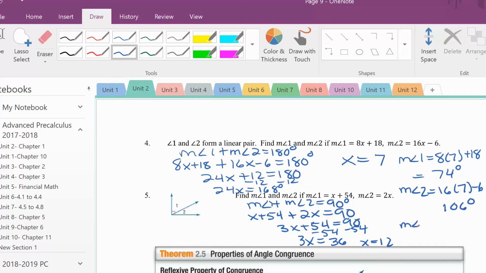So the measure of angle 1 equals 12 plus 54, which is 66. And the measure of angle 2 is 2 times 12, which is 24 degrees.